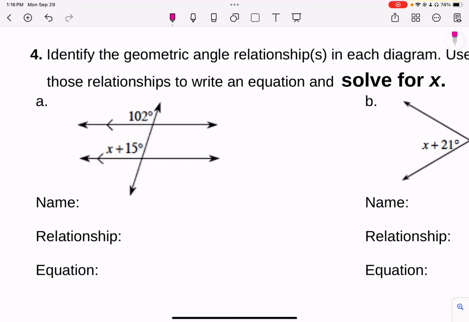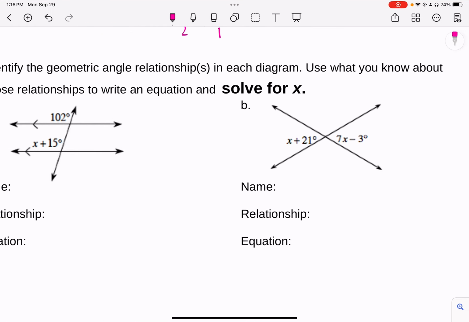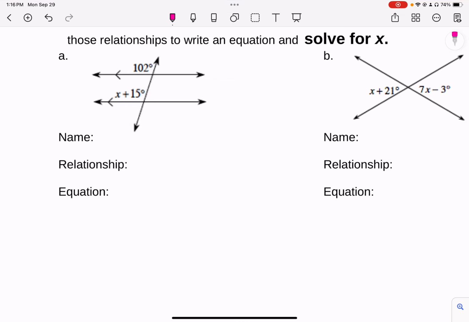So then on number 4, it says identify the geometric angle relationship in each diagram. Use what you know about those relationships to write an equation and solve for x. People forget that a lot, so it's really big. So you'll want to use your toolkit here on this one. So looking at this, these are the same angle, the same angle locations at different intersections. So that would be called corresponding angles.